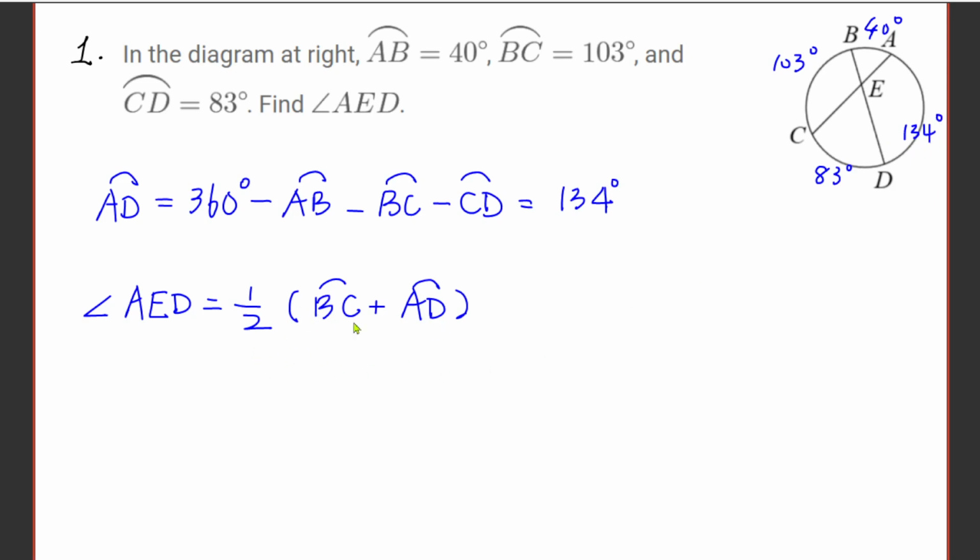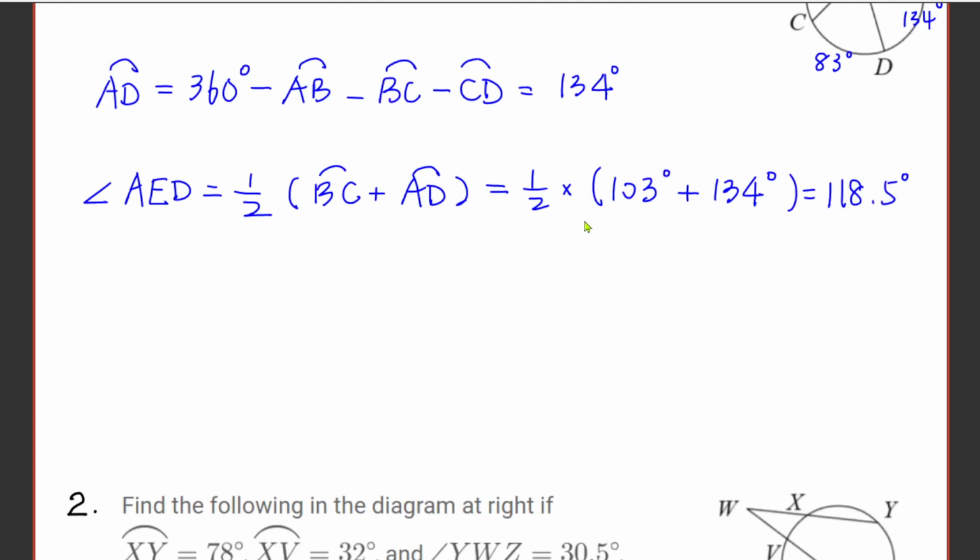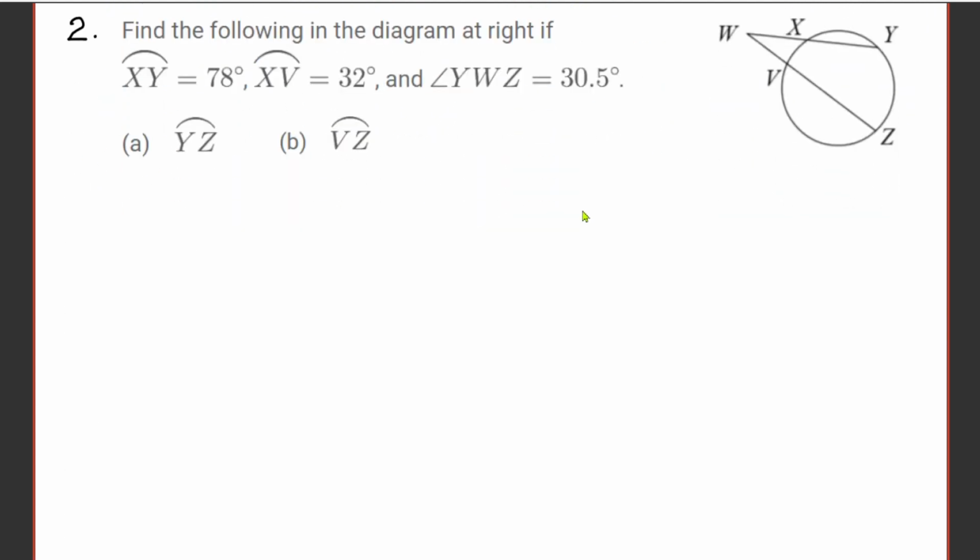And therefore we know angle AED is just 1/2 of BC, 103 degrees, plus AD, which is 134 degrees. And that gives us 118.5 degrees, right? Any questions? Alright, good. If no questions, let's have a look at the second one.